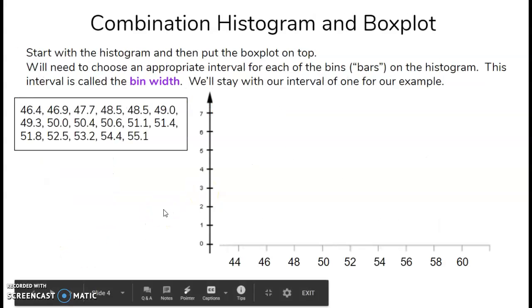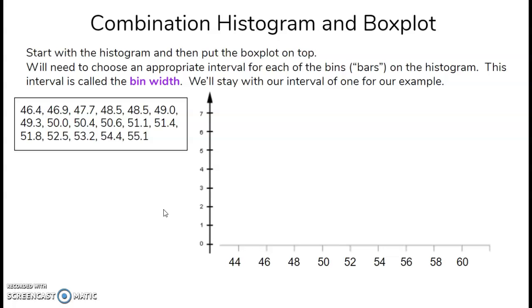Now I'm going to do a combination histogram and box plot. And this time I'm going to start with the histogram first and then put the box plot on top. We have to choose an appropriate interval for each of the bins or bars. They like to call them bins. And the interval is called the bin width.